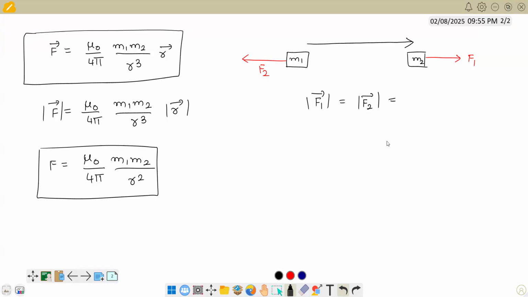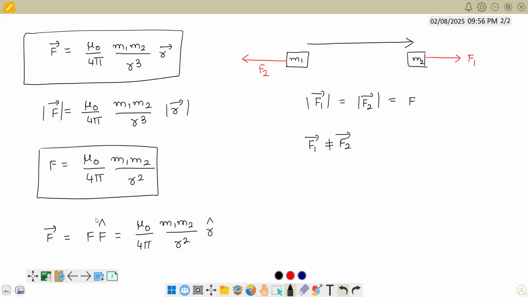That means magnitude wise, these two are equal, but their directions are different. If you notice, this M1 is applying the force to the right, so M2 is applying the force to the left. Since these are vectors, F1 bar is not equal to F2 bar. Remember, vectorially they are not equal because they are pointing in different directions, but magnitude wise they are equal. There is one more way to write this, that is F bar equals, first you write magnitude and then direction. That means we can write mu naught by 4 pi M1 M2 divided by R square into R cap.